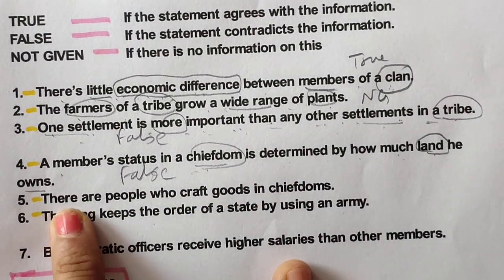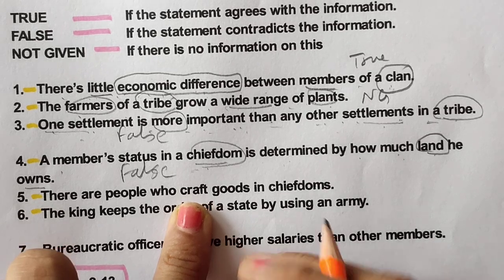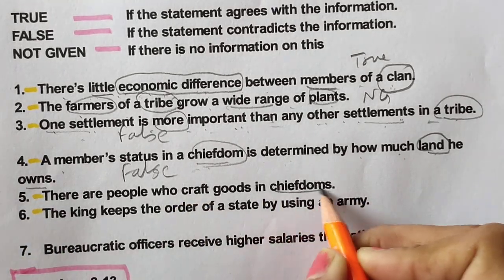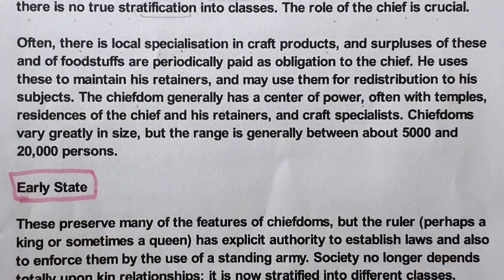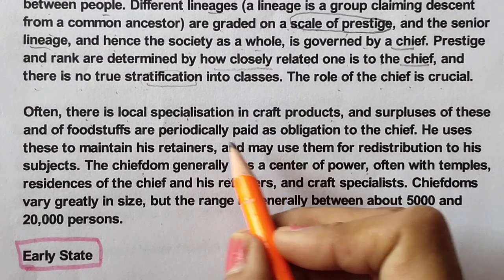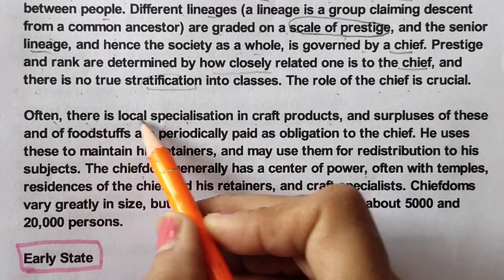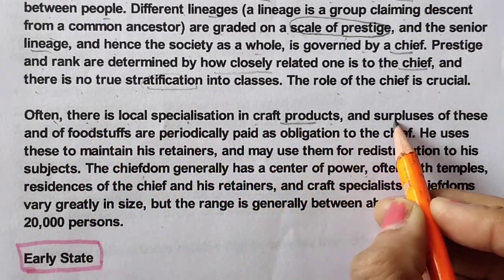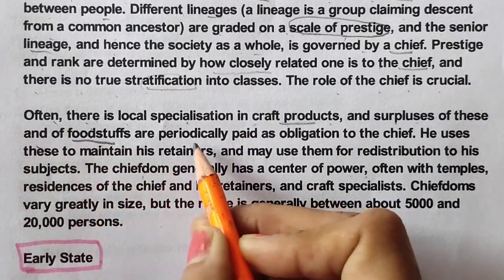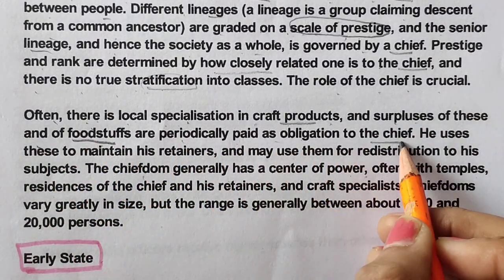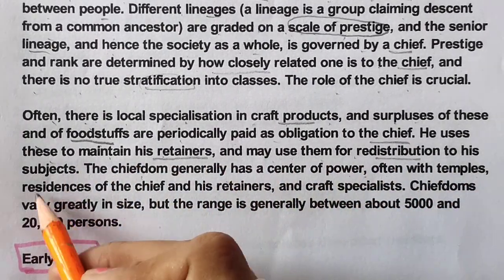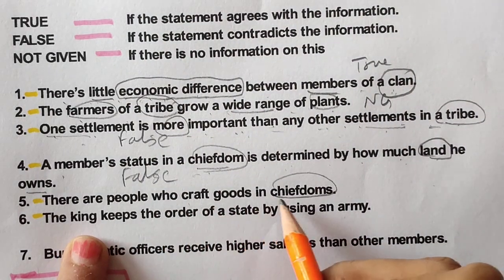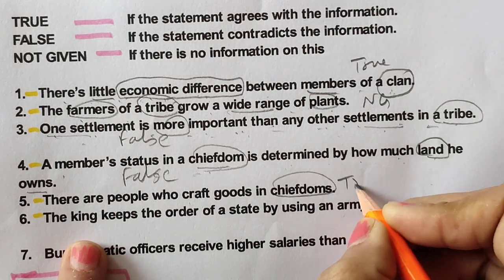Okay. Fifth number, there are people who craft goods in chiefdoms. So they were talking about chiefdom craft products. There is local specialization in craft products, and surpluses of these and foodstuffs are periodically paid as obligation to the chief. He uses these to maintain his retainers and may use them for redistribution to his subjects. There are people who craft goods in chiefdoms. Yes, we can put true.